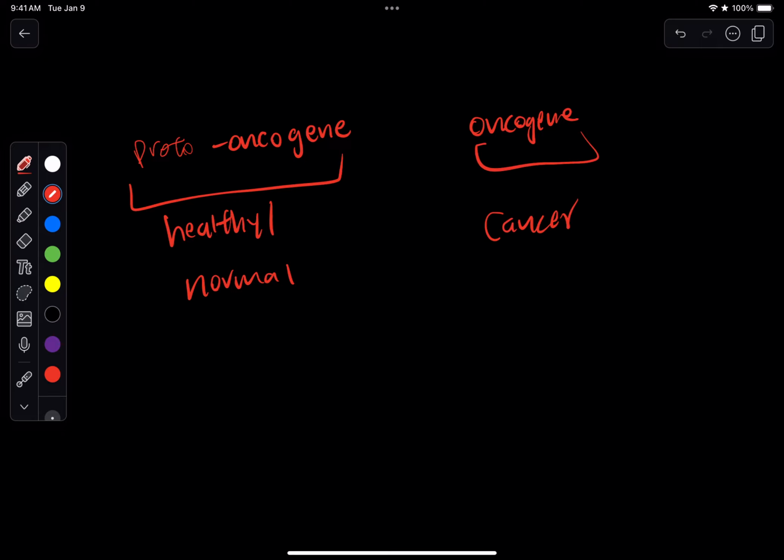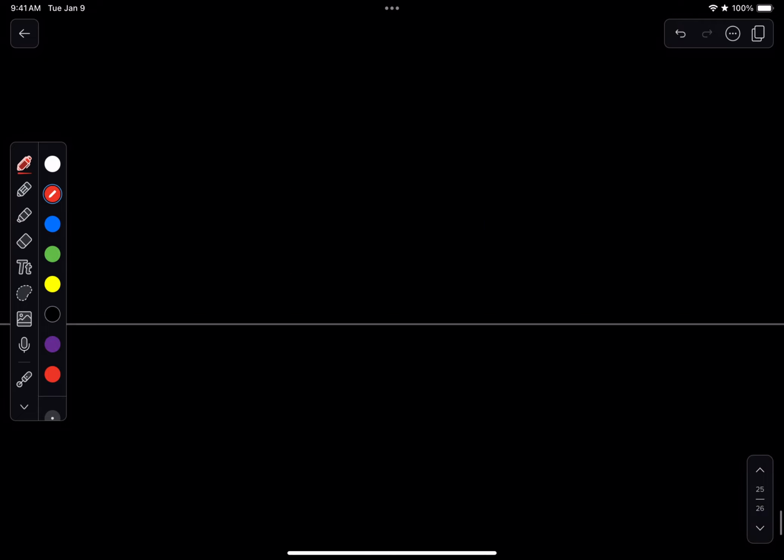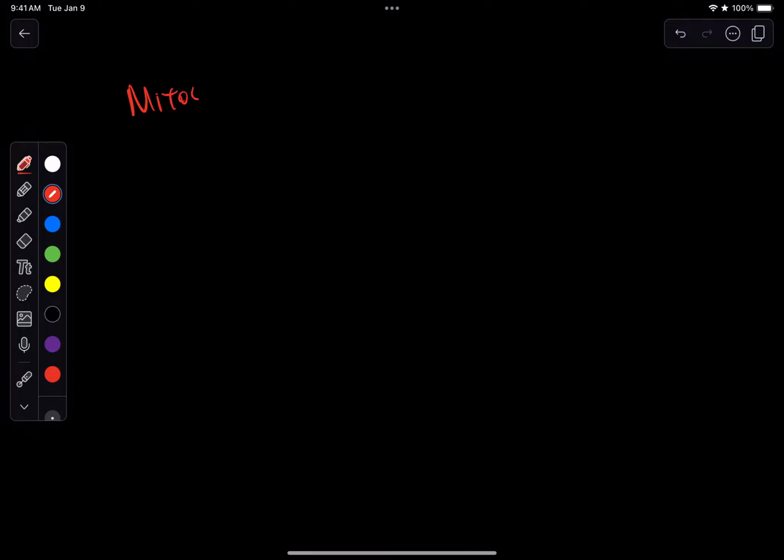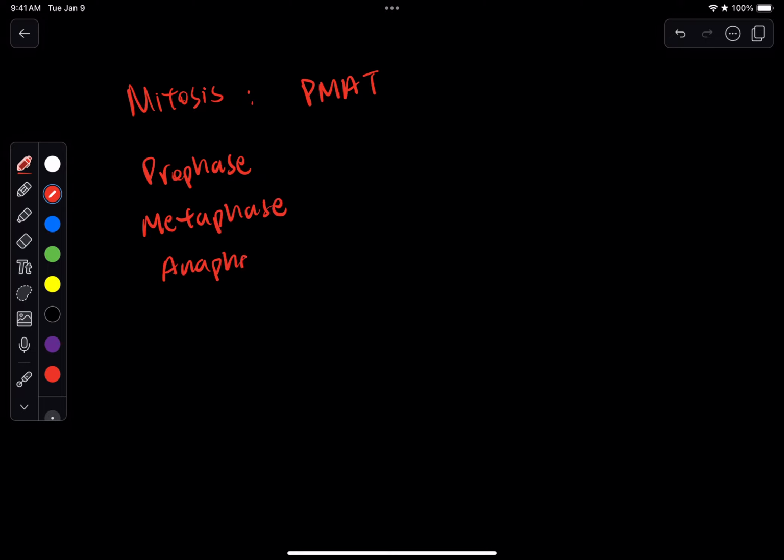Alright, and now the most interesting part, which is my favorite part, is mitosis. Mitosis has different phases. An acronym that I use to remember it is PMAT. Those are the four phases of mitosis, in order. P stands for prophase, M stands for metaphase, A stands for anaphase, and T stands for telophase.